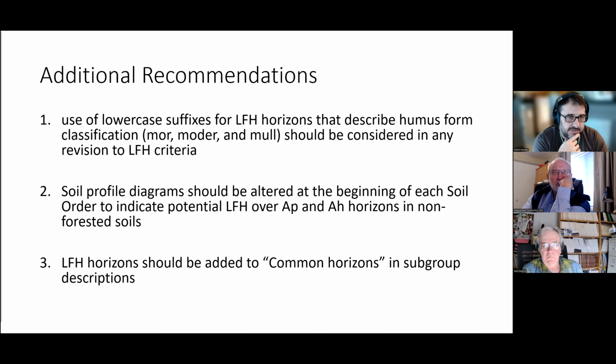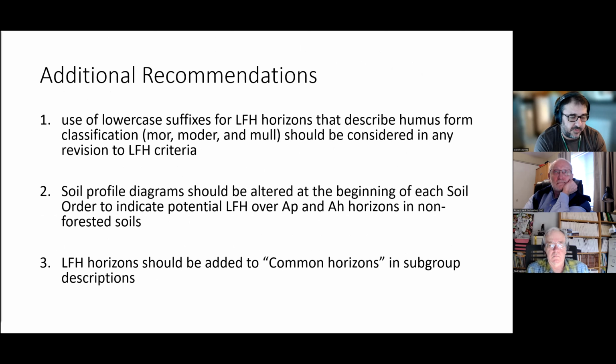I just also wanted to point out some other recommendations that were in the paper. The first one is that we should explore the use of lowercase suffixes for LFH horizons that describe humus form classification, so mor, moder, and mull. And those should be considered in any revision to the LFH criteria. So I think that one is a little bit out of scope as to what we're trying to achieve today by reviewing their main recommendation, but I think it's worth having some discussion on that too.